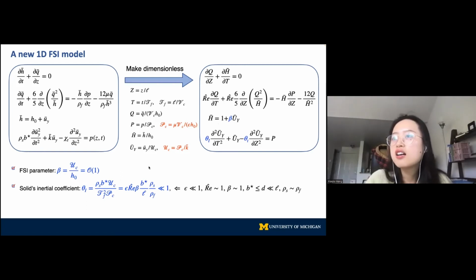Theta I here is the solid inertial coefficient. With the framework of our scaling analysis, we can show that theta I is a small quantity, and the theta T here is the tension coefficient. Theta T is also a small quantity because we require that to be small to ensure the boundary layer like behavior of wall deformation.